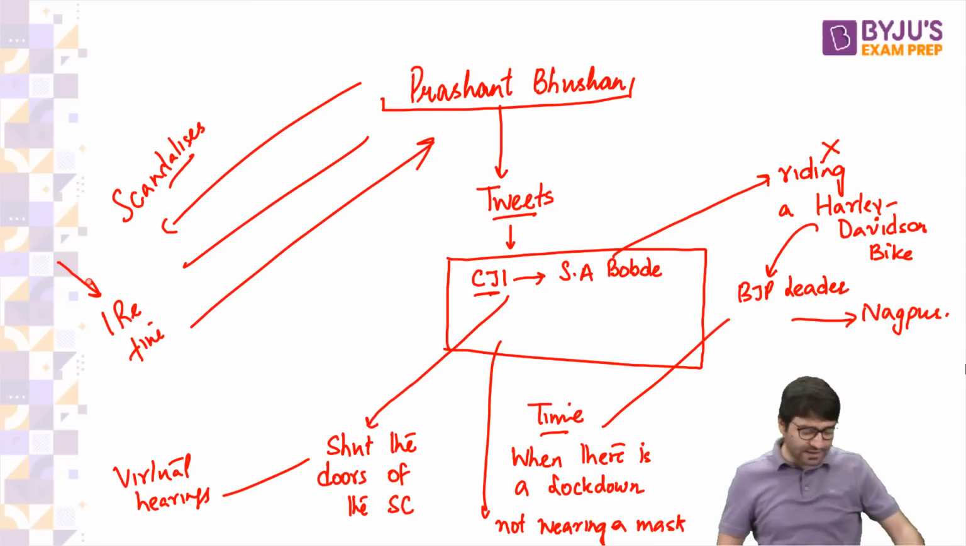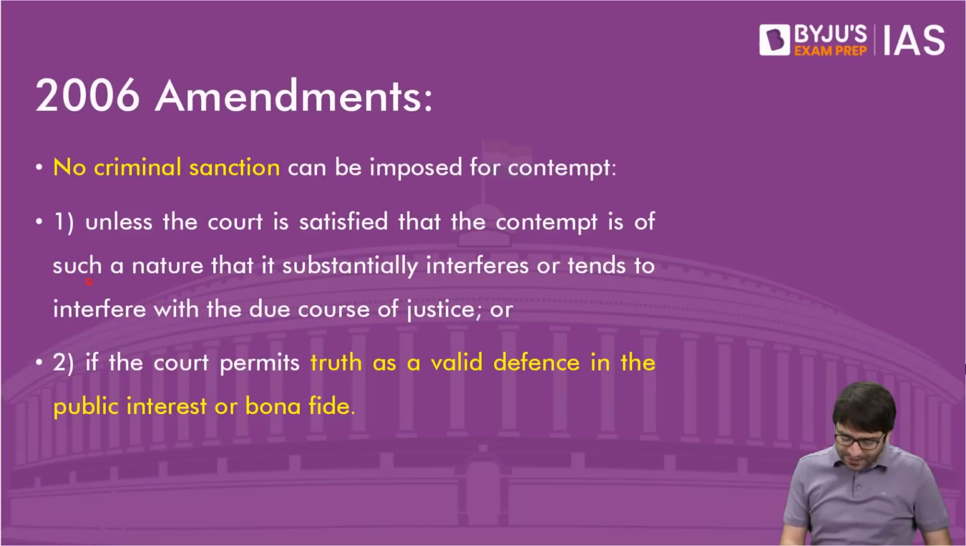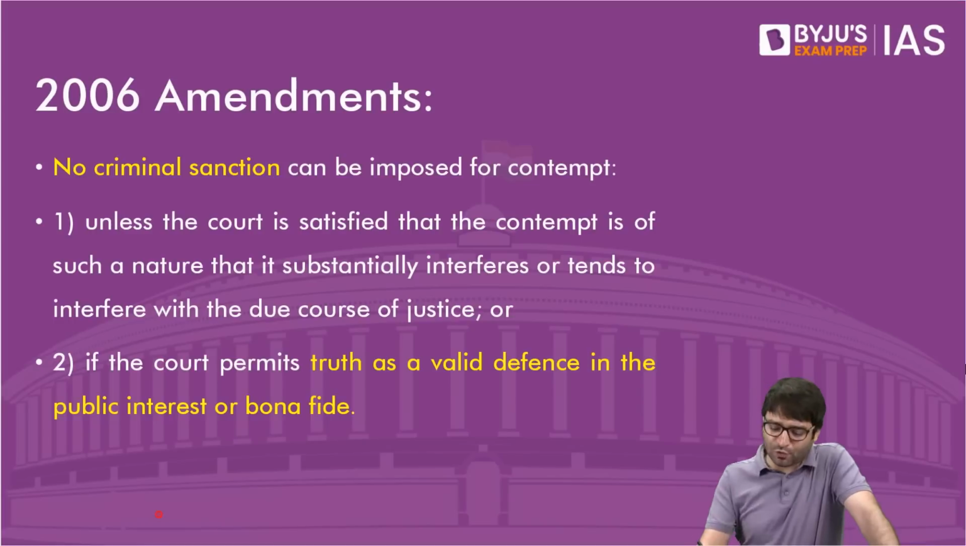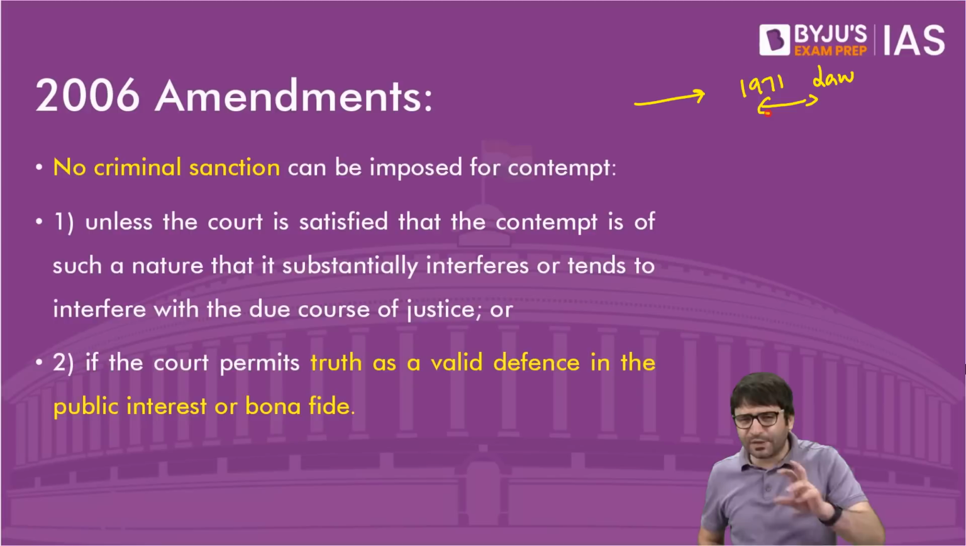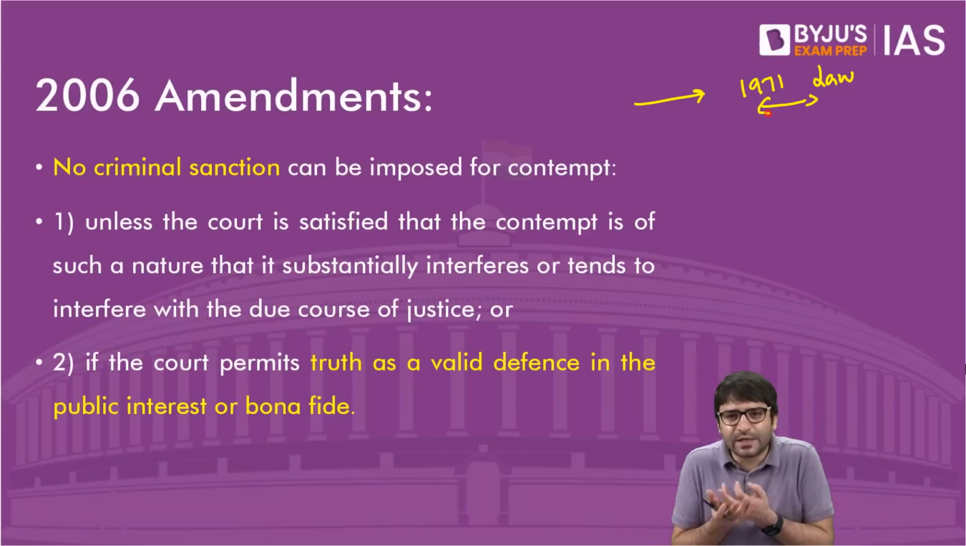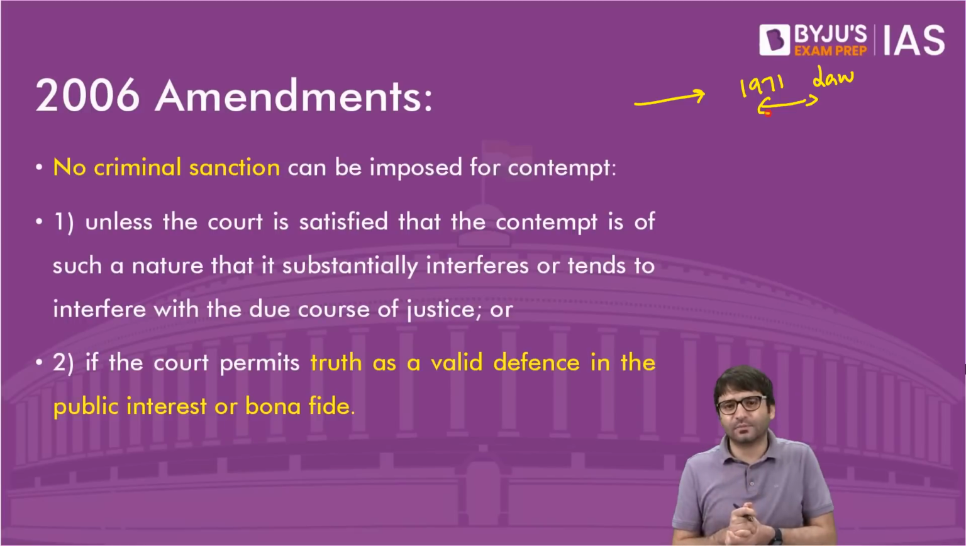But in 2006, significant amendments were made to the law. There is a law known as Contempt of Courts Act, Criminal Contempts of Court Act, 1971. And this law was being misused. Misused in the sense, sometimes the judges are also thin-skinned. Any small criticism, they say this is contempt of court.